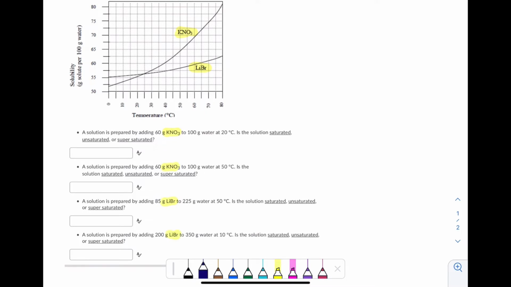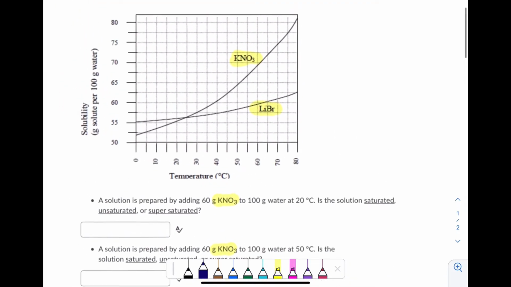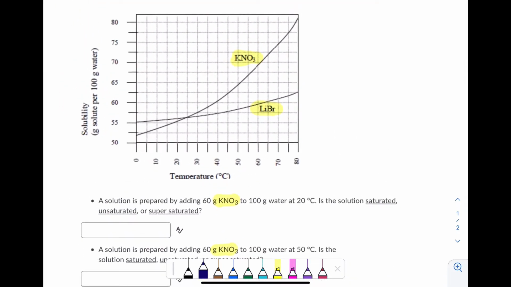And so on this graph, the first question is, a solution is prepared by adding 60 grams of KNO3 to 100 grams of water at 20 degrees Celsius. Is the solution saturated, unsaturated, or supersaturated?